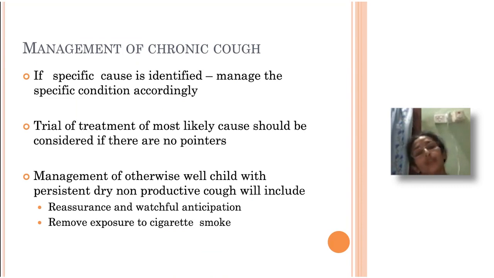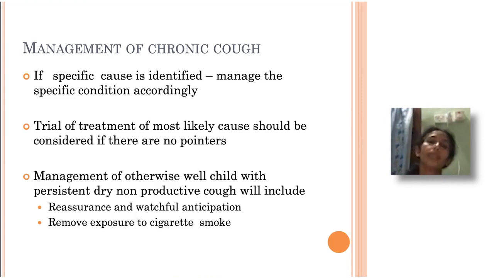If a specific cause is identified, manage the specific conditions accordingly. So a trial of treatment of the most likely cause should be considered if there are no pointers. If there is a specific cause like cystic fibrosis or primary ciliary dyskinesia, that is mainly the pulmonologist's side of management, and we all know how to manage bronchiectasis and all those things.